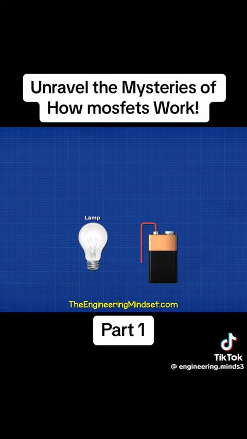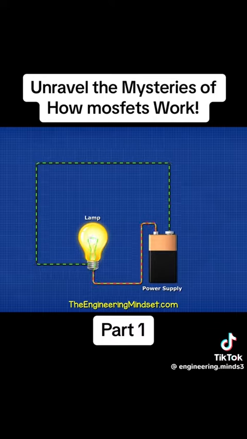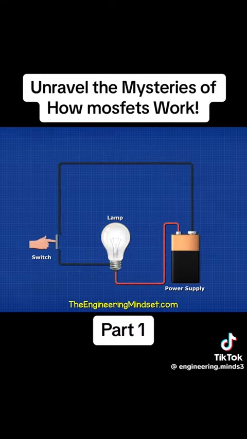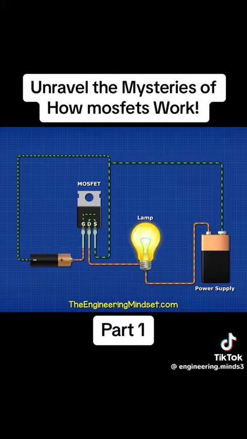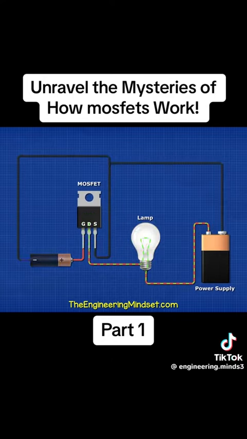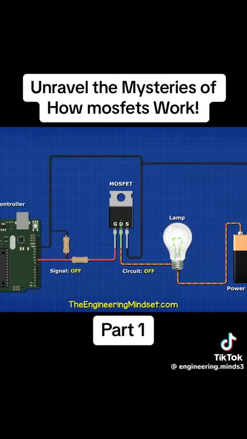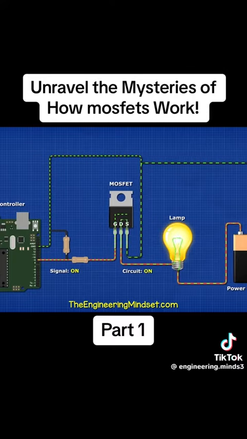If we take a lamp and we connect it to a power supply, it will turn on. If we insert a switch, we can manually control this. If we insert a MOSFET between the drain and source pins, the lamp will remain off until we apply a voltage to the gate pin. And that means we can use a controller or sensor to turn the lamp on automatically.